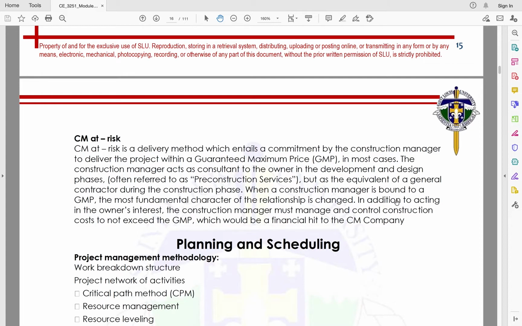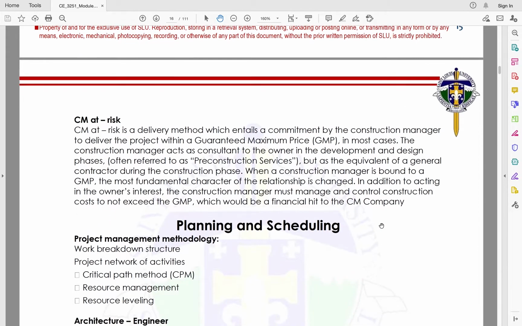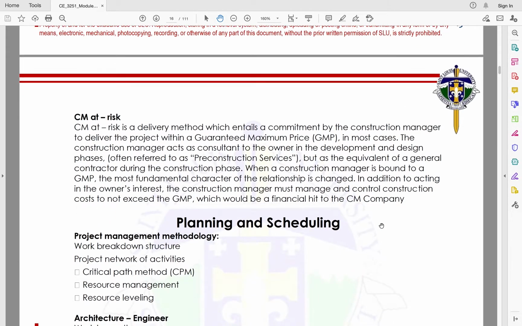Okay. So in addition to acting in the owner's interest, the construction manager must manage and control construction costs to not exceed the GMP, which would be a financial hit to the CM company. Okay, so yan yung risk.